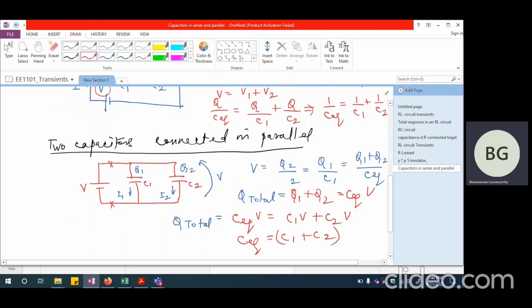So again, please notice that the capacitance behaves exactly in the inverse way as compared to an inductance, because in inductance, when two inductances are connected in parallel, you will have L1 parallel L2 will be 1 by L1 plus 1 by L2 equal to 1 by L equivalent. Whereas here it is C equivalent equal to C1 plus C2. So I want you to notice the difference in the behavior of inductance and capacitances.